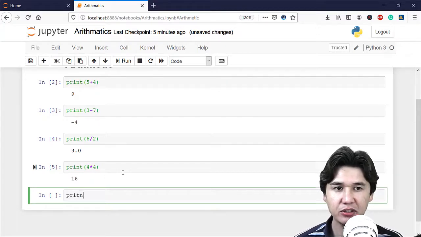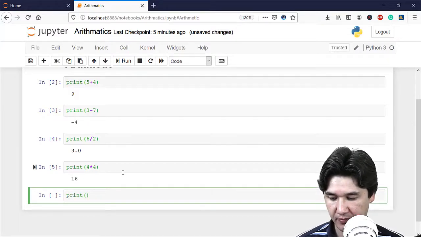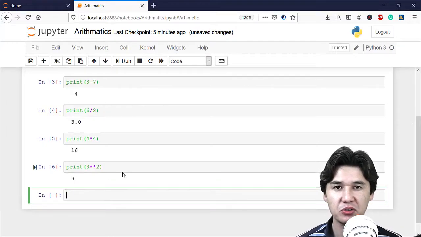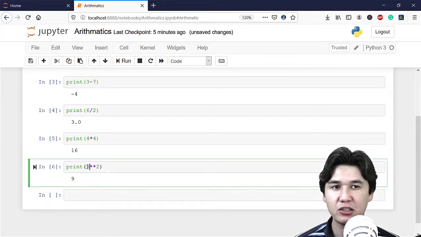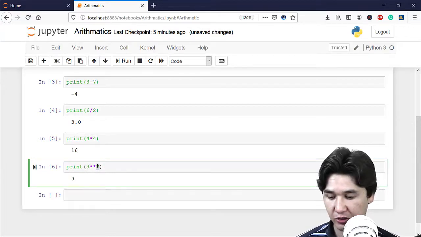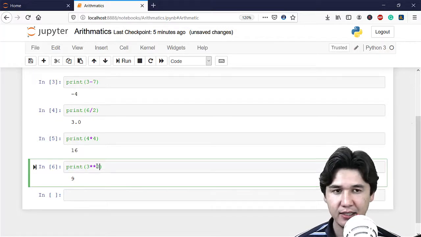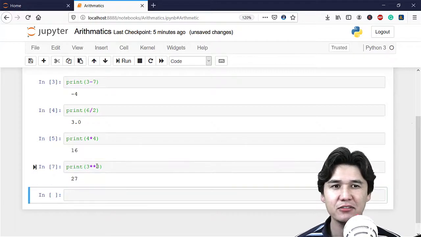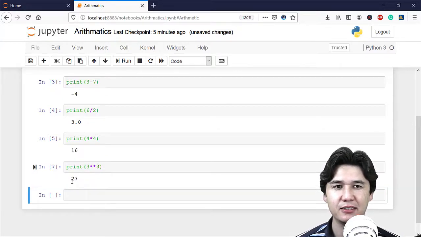And also, for example, we are going to get a square, for example 3 double star 2, and when we run that program, we will get 9. It means we are squaring 3, and we are getting 9. If I am going to cube that 3, then we are going to write 3 power 3. It means we are going to get 27.